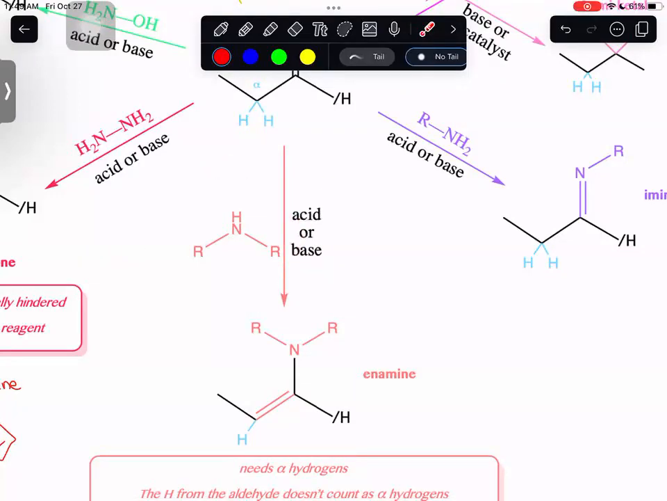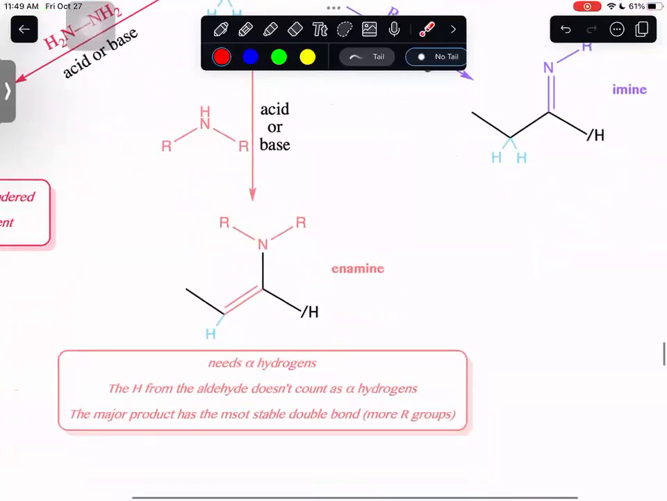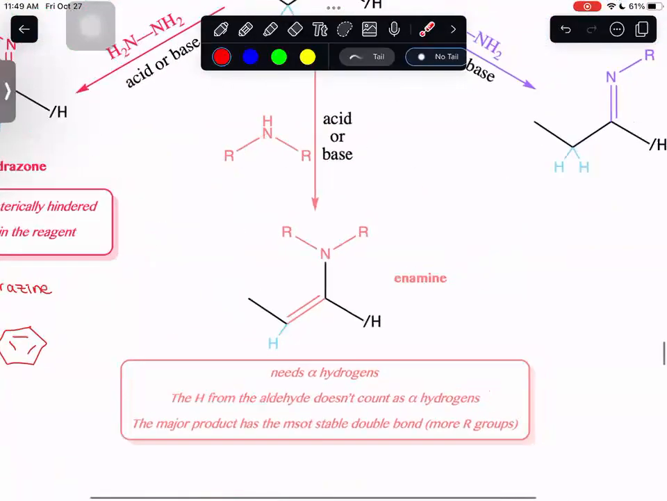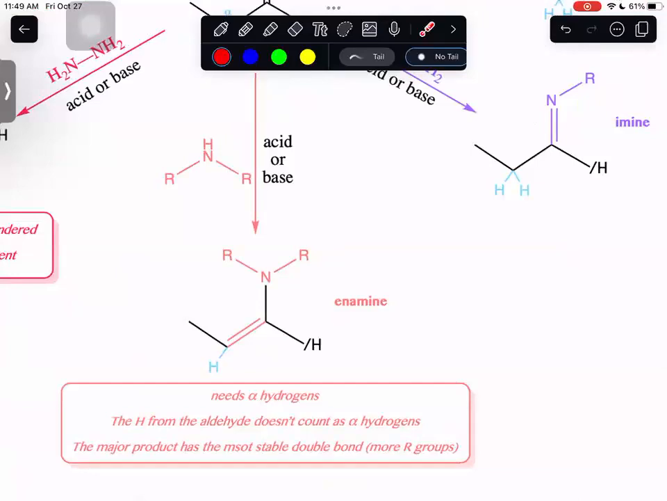Degree. Then, what's the name of the reagent? Secondary amine. Secondary amine. Beautiful. Essentially, you want the carbon. So chop off the head, move the double bonds.